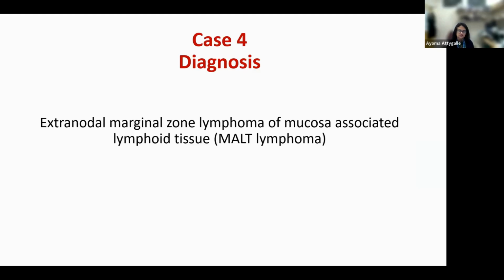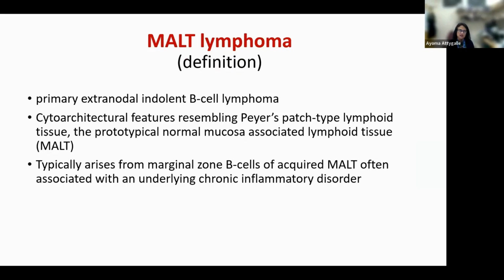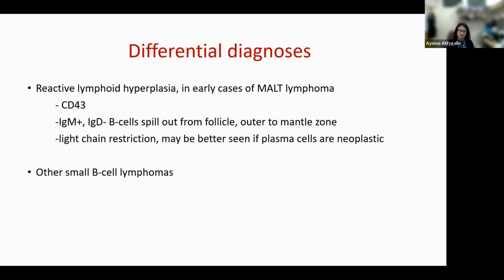So this diagnosis is extranodal marginal zone lymphoma of mucosa-associated lymphoid tissue, or MALT lymphoma. It is a primary extranodal indolent B-cell lymphoma. Cytoarchitectural features resemble the Peyer's patch lymphoid tissue, which is a prototypical normal mucosa-associated lymphoid tissue, or MALT, typically arising in the marginal zone of an acquired MALT, often associated with an underlying chronic inflammatory disorder.